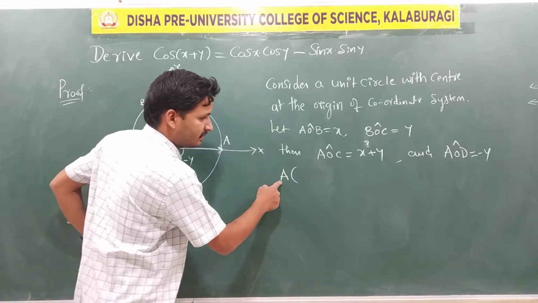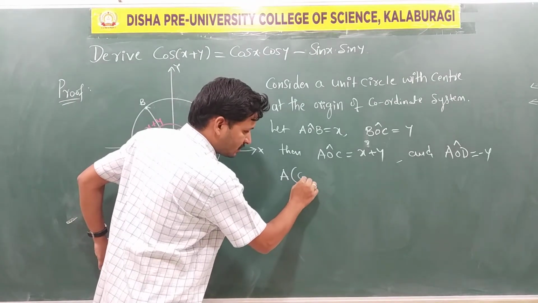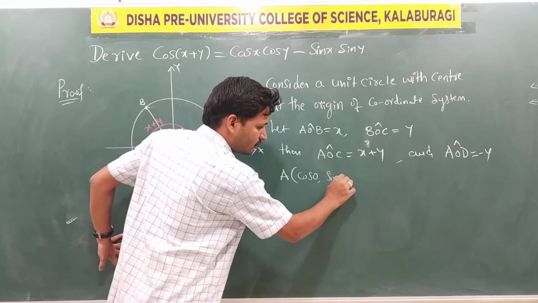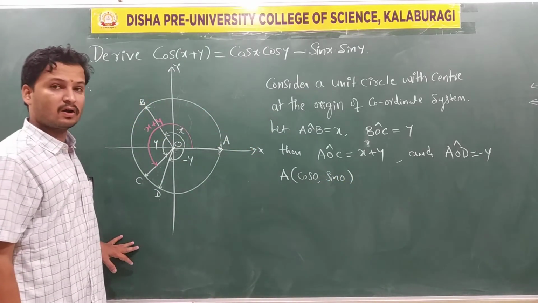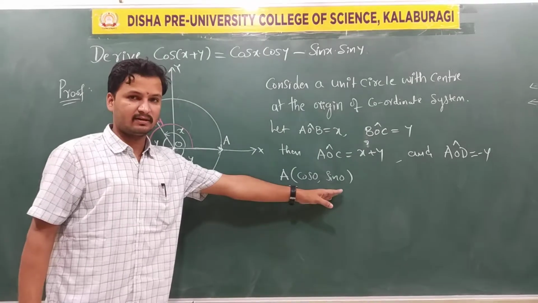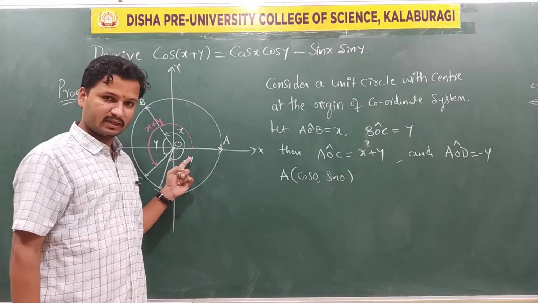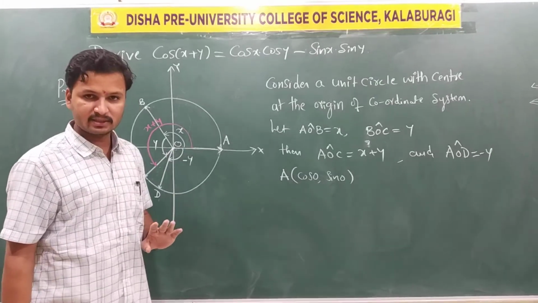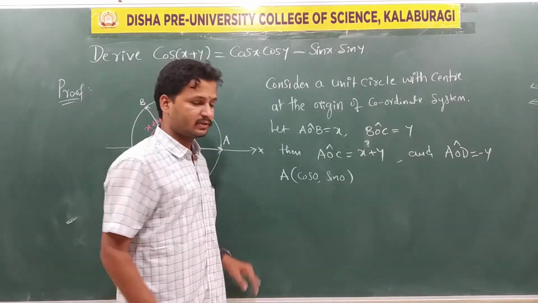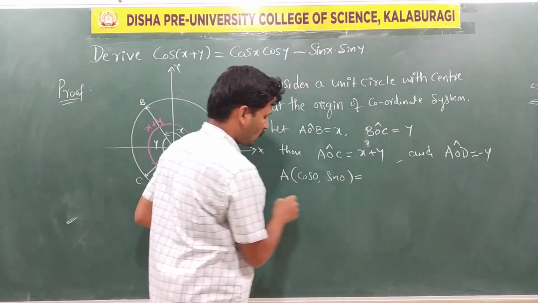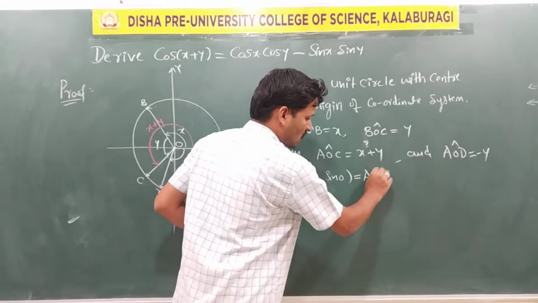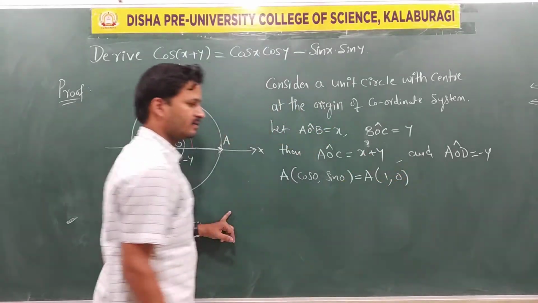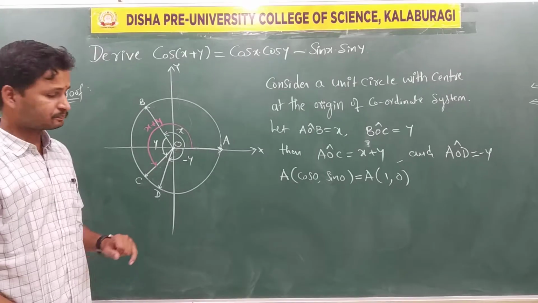Then this can be written as cos of 0 comma sin of 0. Generally cos of theta comma sin of theta, but here the angle is 0 degree because there is no rotation. So cos 0 comma sin 0. Cos 0 value is 1, sin 0 is 0. So the coordinates of the point A is 1 comma 0.